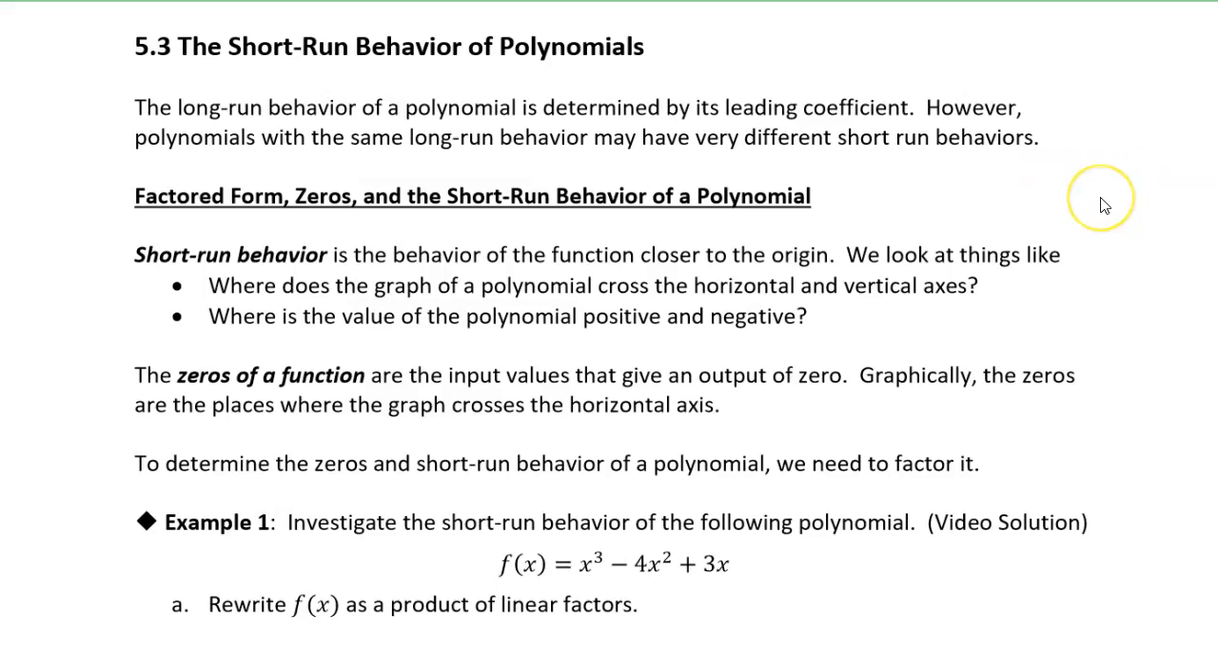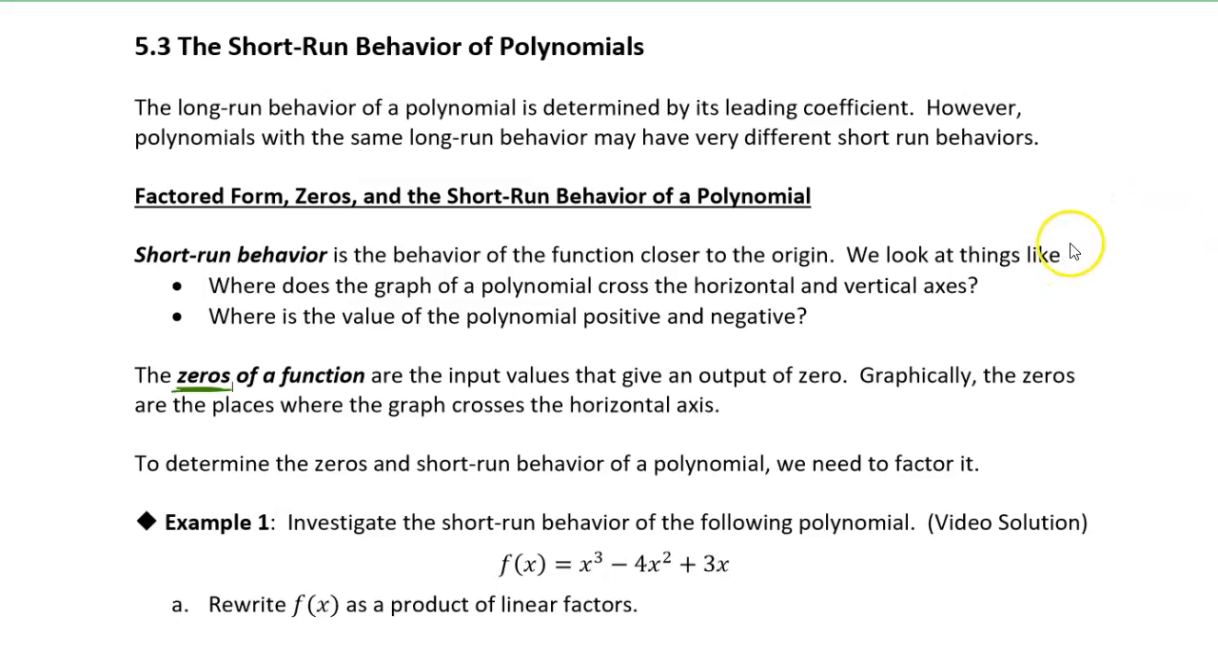So in general, with short run behavior, we're looking at where the polynomial crosses the horizontal and vertical axes. We're also looking at whether the value of the polynomial is positive or negative, right? So if the graph goes above or below the x-axis. Now, just a little bit of vocabulary. The places where the function crosses the horizontal axis are called the zeros of the function. They're the places where the value of the function is 0. That's the place where they cross the x-axis. They're called the zeros of the function.